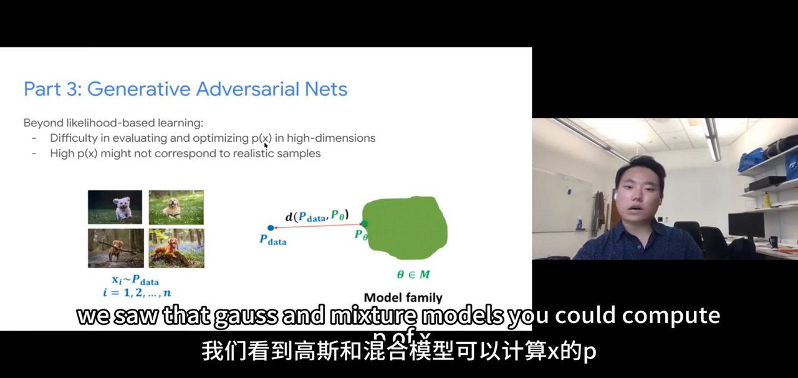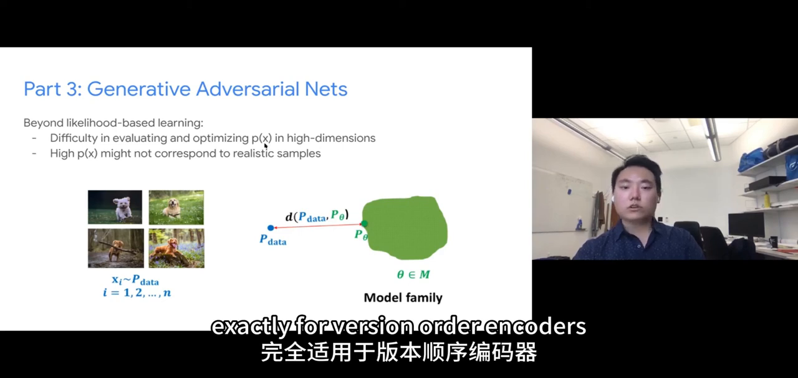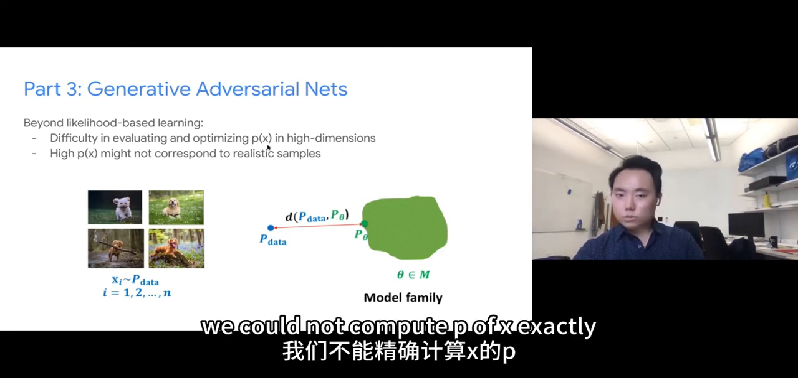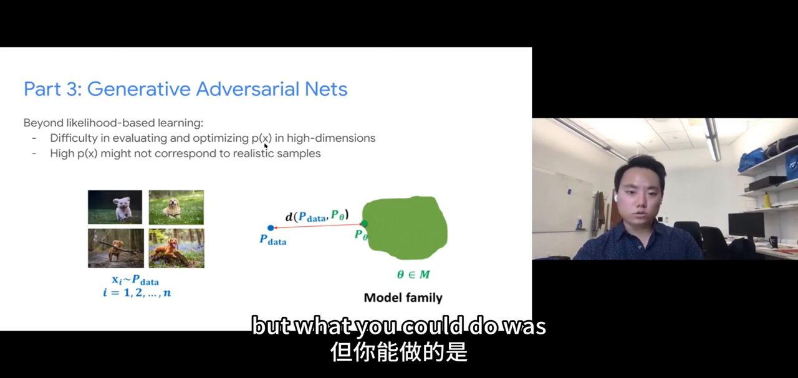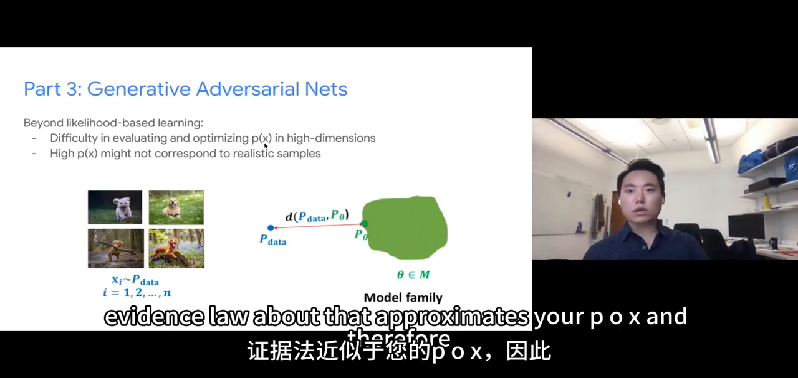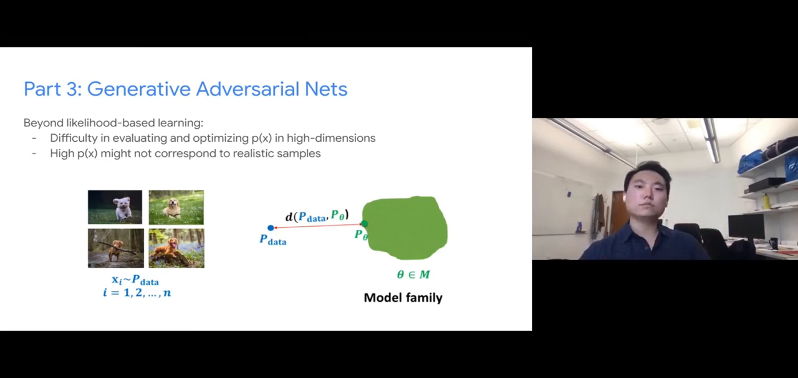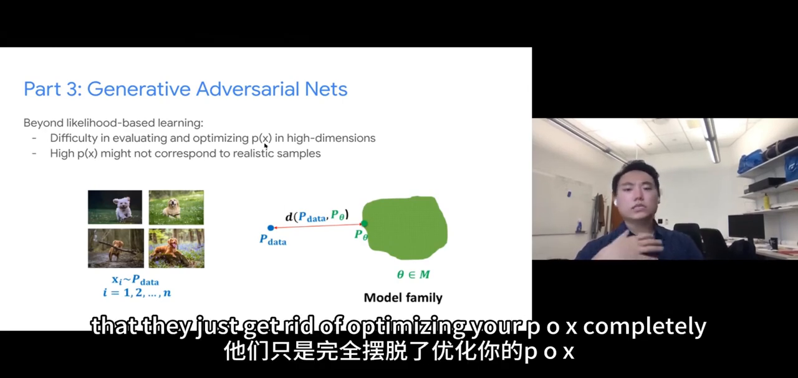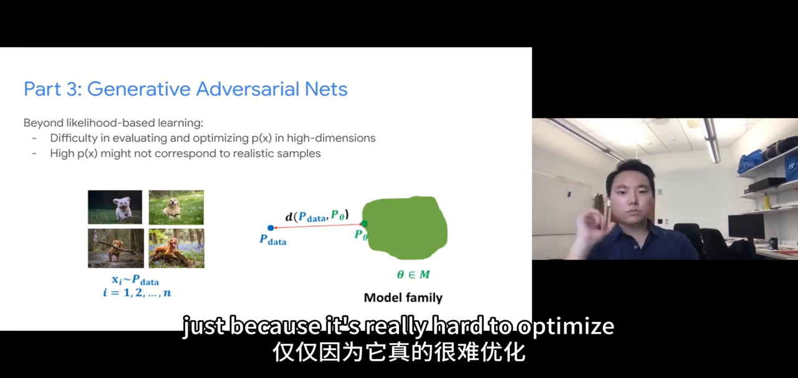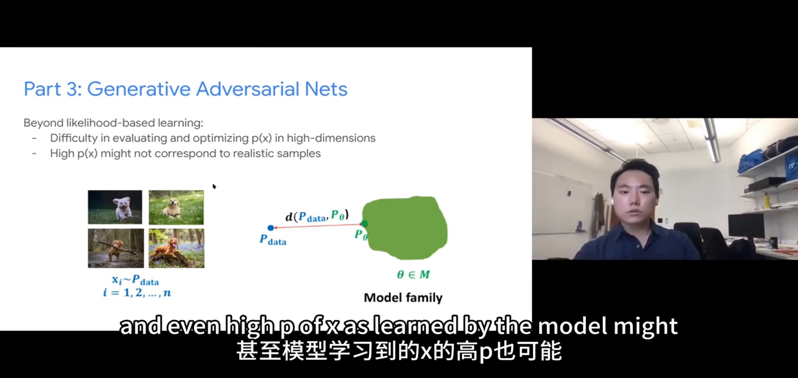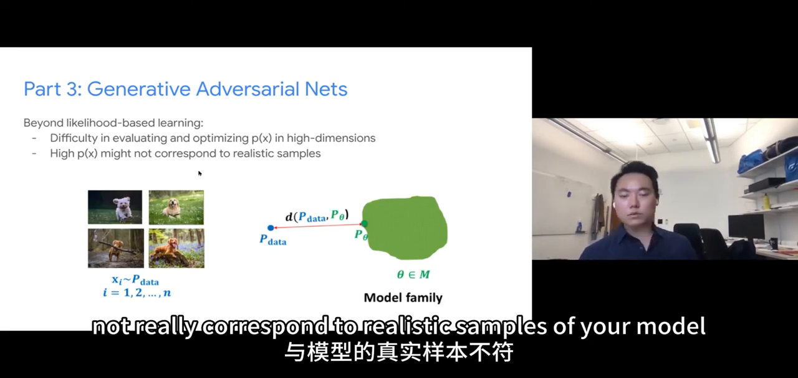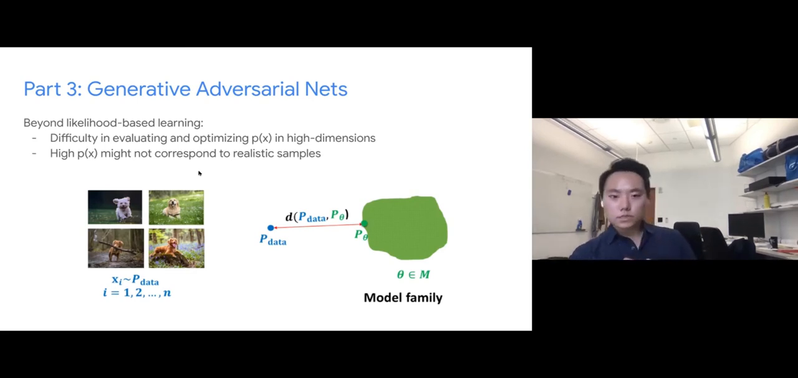Right? We saw that with Gaussian mixture models, you could compute P of X exactly. For variational autoencoders, you could not compute P of X exactly, but you could compute an evidence lower bound that approximates your P of X, and therefore optimize the evidence lower bound. But GANs just get rid of optimizing for P of X completely, because it's really hard to optimize, and even a high P of X, as learned by the model, might not really correspond to realistic samples.